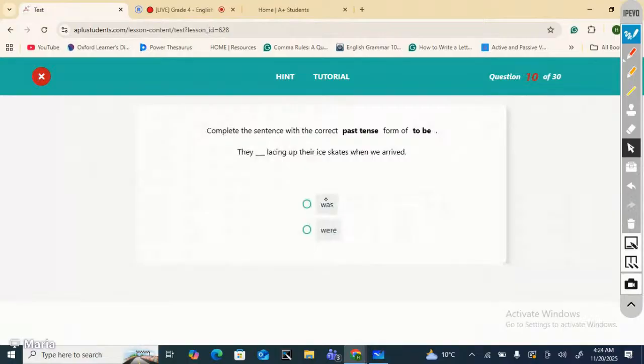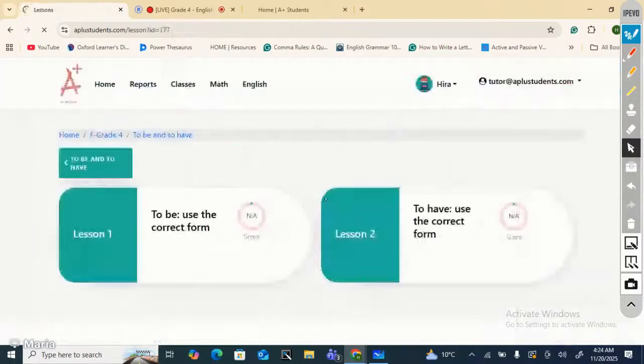Okay, students, with this we are going to stop here. You can complete this test later because I have to teach you to have verbs as well, the second lesson of this chapter. To have verbs. Let's discuss to have verbs.